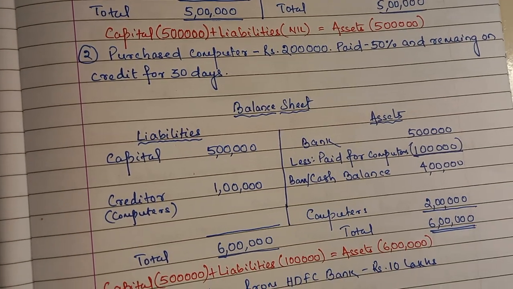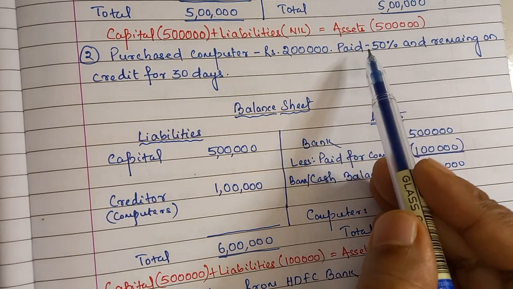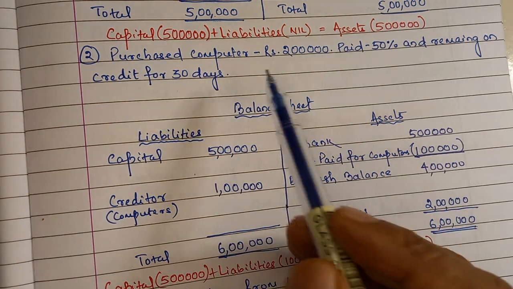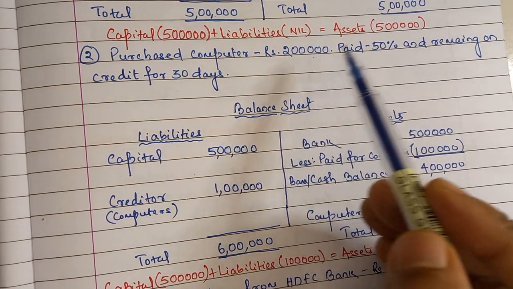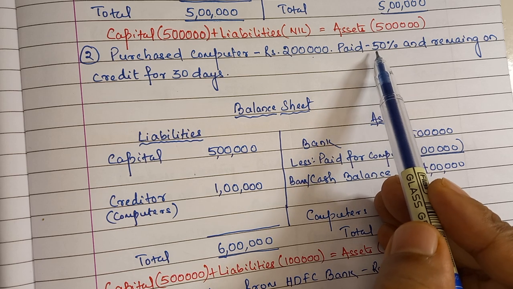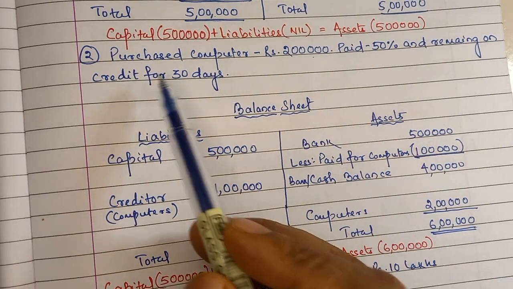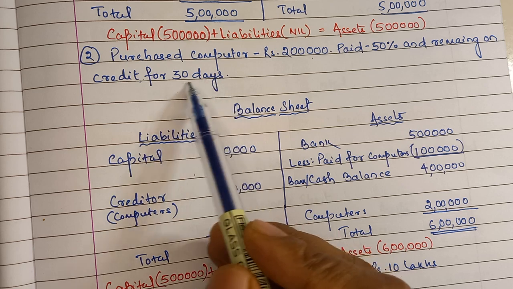Purchased computer, 2 lakh rupees. Okay, paid 50% and remaining on credit for 30 days. So this transaction has two components. One is, out of 2 lakh rupees, the business is paying 50%. That means instant payment of 50%, and for the remaining on credit, we'll be paying the balance amount only after 30 days. This is the payment terms.